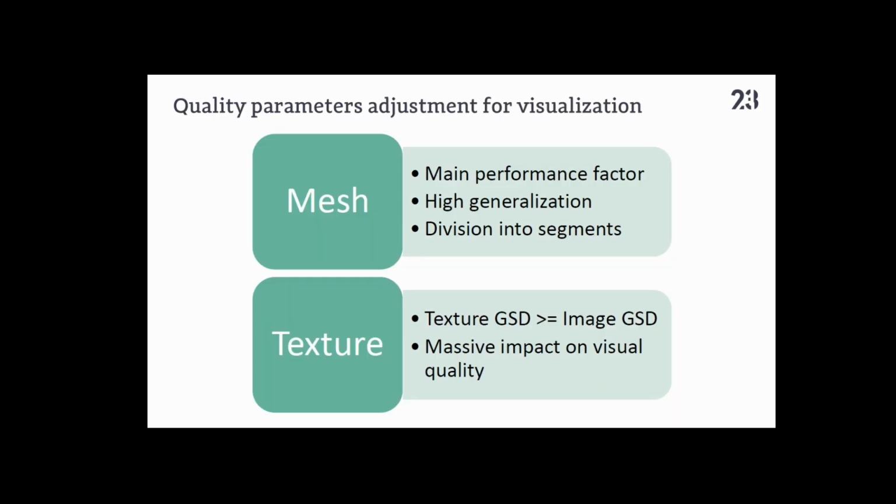And some thoughts about generalization of mesh and textures. Mesh is the main performance factor, so it has to be generalized for the visualization to work fluently, and it should be divided into segments so the details will not lose their accuracy. And about textures, the GSD of the texture should in the best case be equal to the GSD of the images, and the texture has a massive impact on the final visualization.